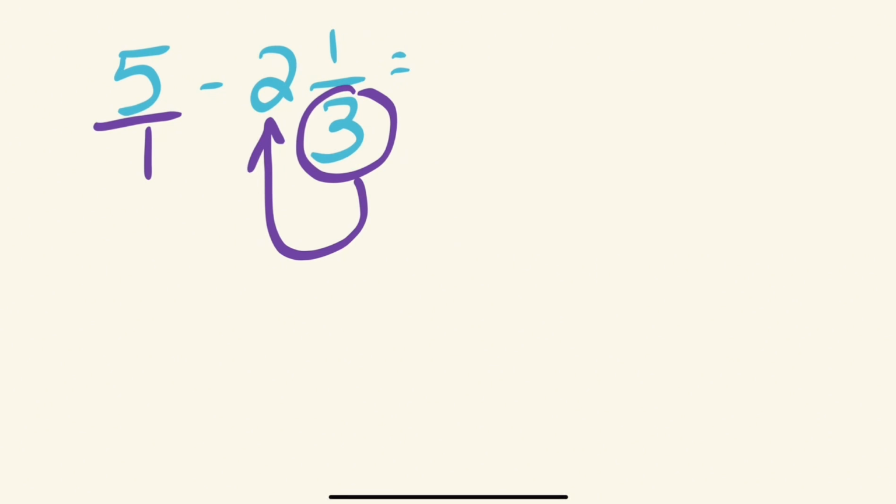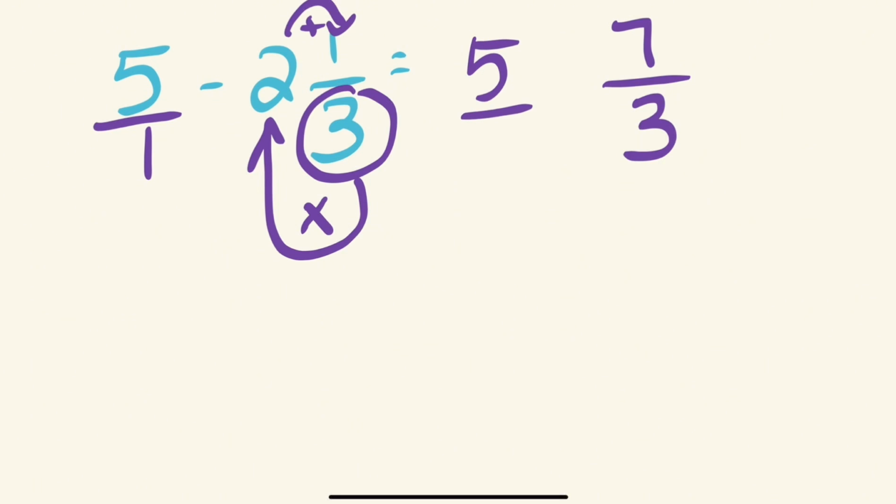You always start with the denominator. I call it going around the world, and I'm going to go 3 times 2. 3 times 2 is 6, plus 1 is 7. So when I write my new fraction for the mixed number, my numerator is 7, while the denominator stays the same. And I have 5 over 1.